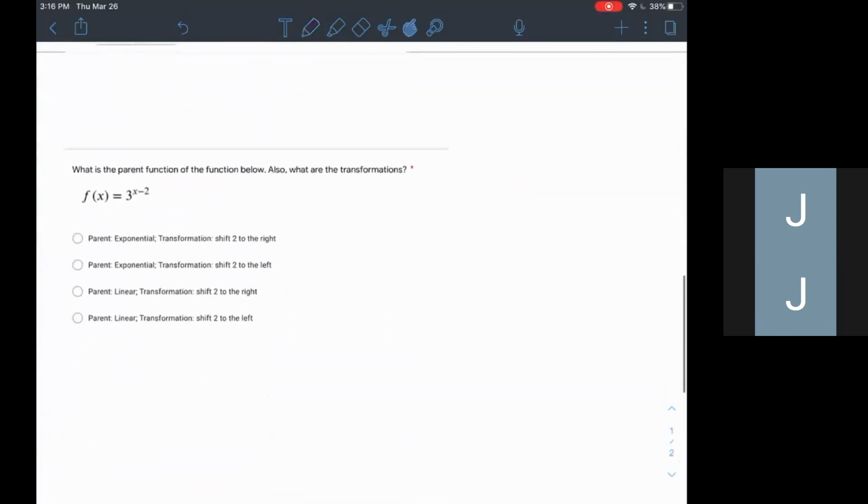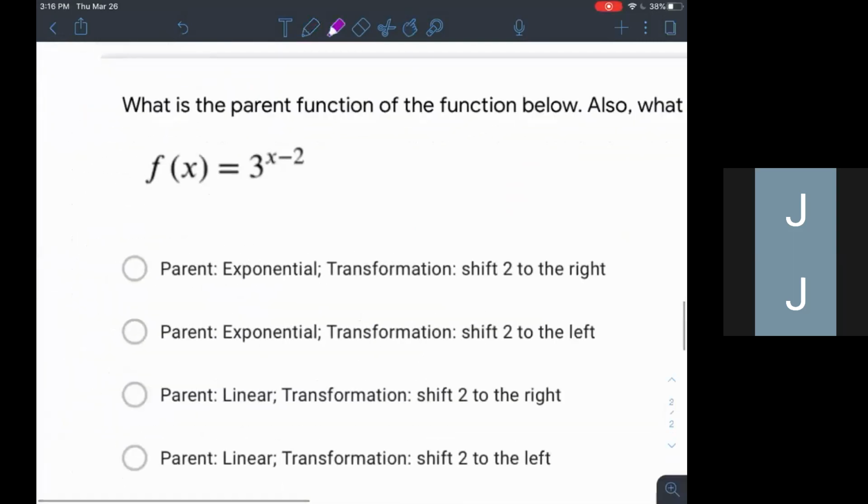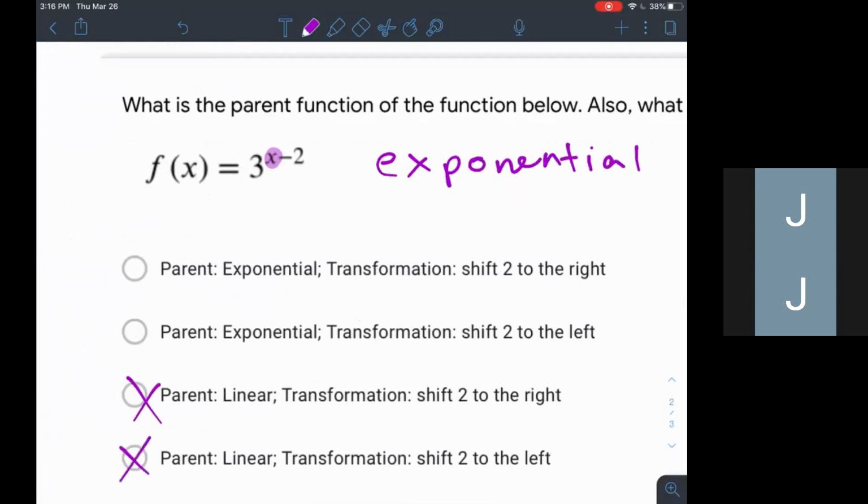All right, on to the last one. What is the parent function of the function shown below? Also, what are the transformations? We'll notice right off the bat, our x is in the exponent, so this has to be an exponential function. Has to be, since our input, our x, is up in the exponent. So linear functions are no good.